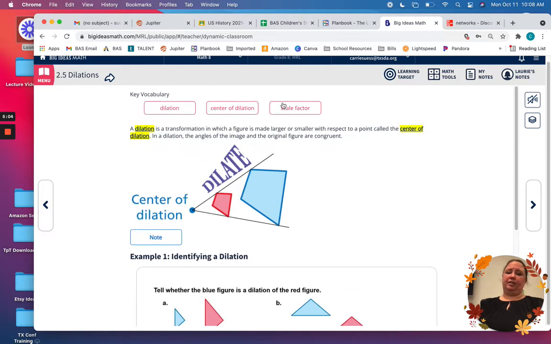Scale factor is how you are going to determine how much something dilated. Okay? You need another moment to write this? There's a few that do. I'm going to give you just a moment.